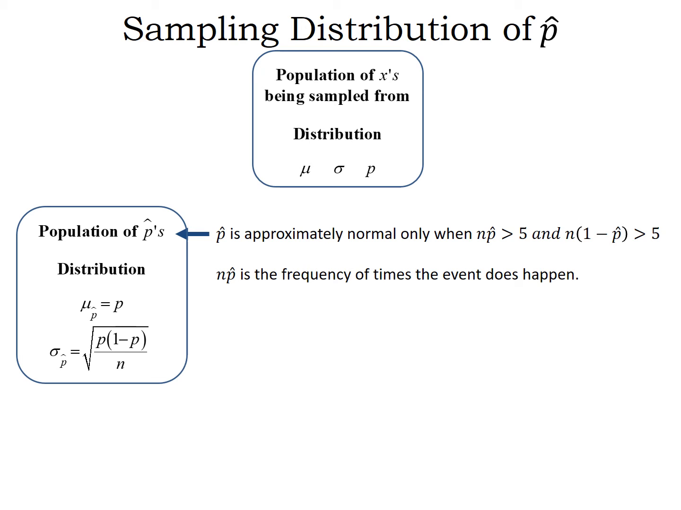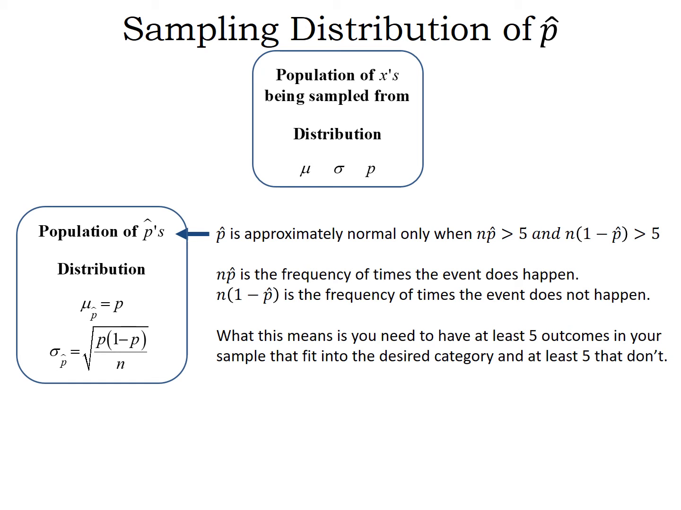P hat is the proportion of the sample where you get your particular event. 1 minus p hat is the proportion where that event does not happen. So n times 1 minus p hat is just the frequency of times where your event does not occur. So all this is saying is in our sample, whatever it is, we're flipping a coin, we need at least 5 heads and 5 tails. We're rolling that die, we need at least 5 sixes and 5 that are not sixes. As long as that's true, then p hat can be approximated with the normal curve, and we can use all the tools from a normal distribution that we're used to.